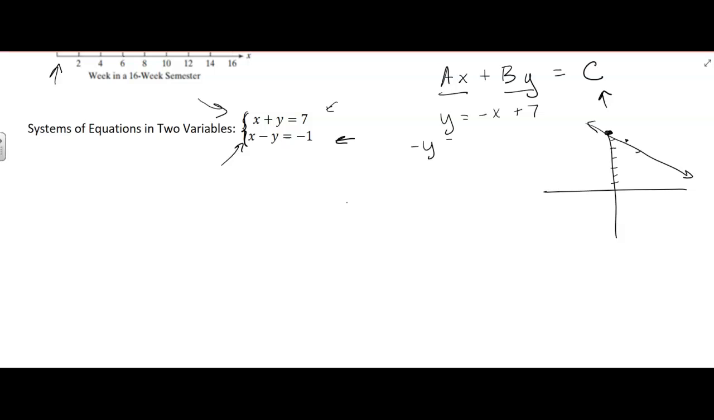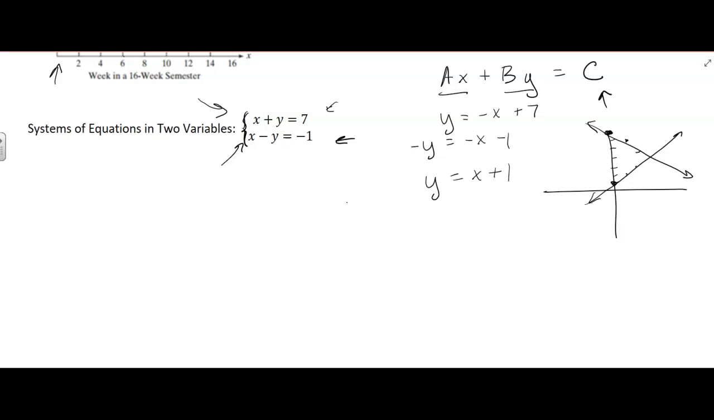In the other line, we could also graph that. You have -y equals -x minus 1, or y equals x plus 1. So the y-intercept is 1. This is good review for the final. You should be able to graph a linear equation. The slope is 1, so up 1 and over 1. And so it goes like this. So you can see the two lines visually if you graph them.